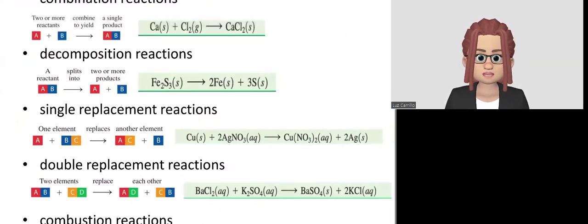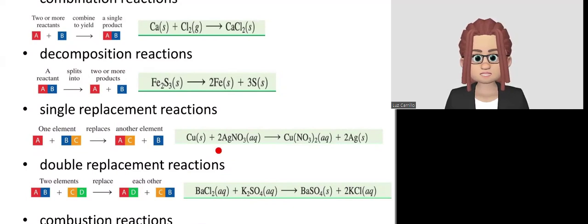Next, we have the replacement or displacement reactions. First, we have a single replacement reaction. In a single replacement reaction, we're going to have one element replace another element. Typically, what we observe is that we have a single element and then we have a compound, and one of the two components of the compound is what gets replaced or displaced.